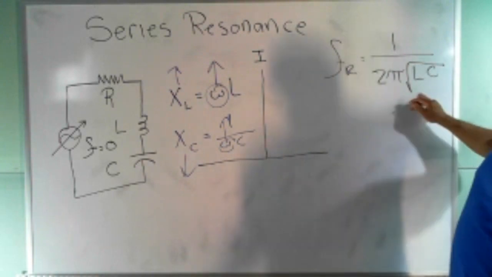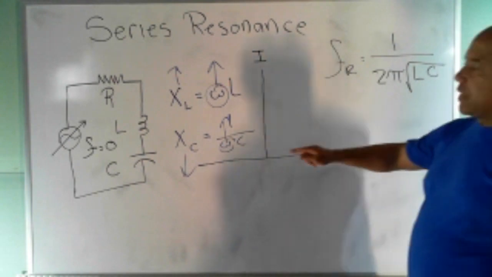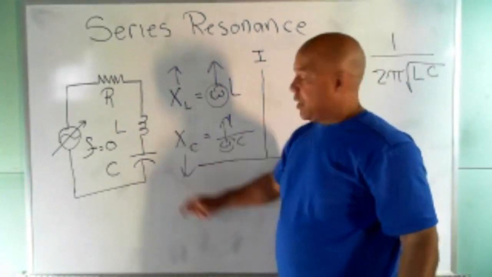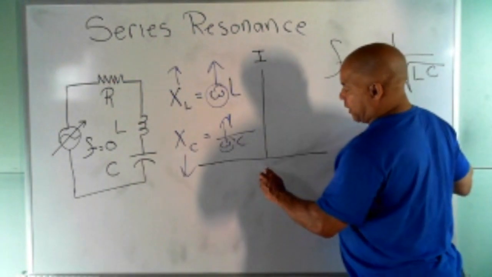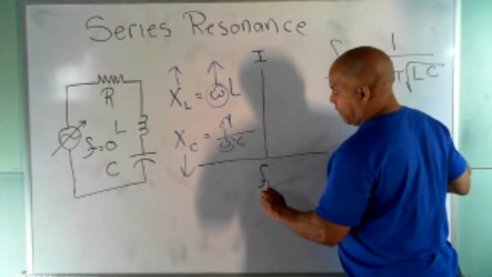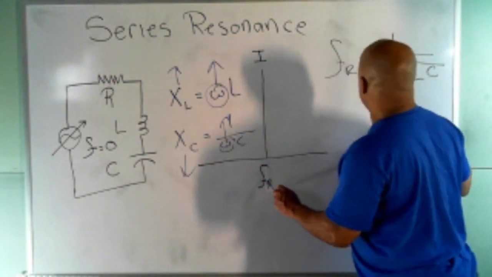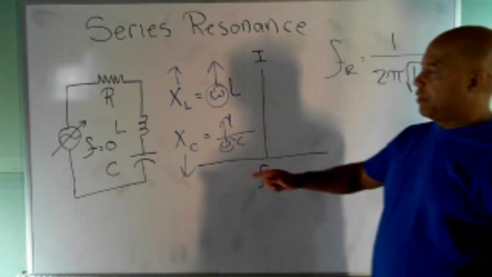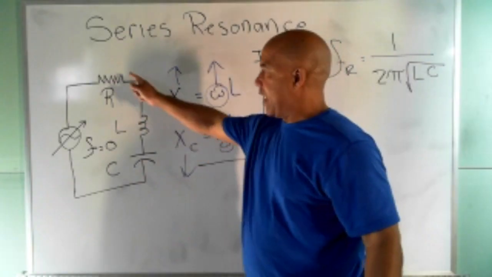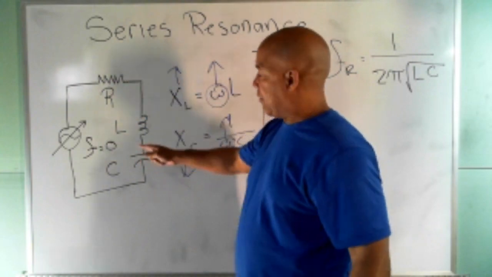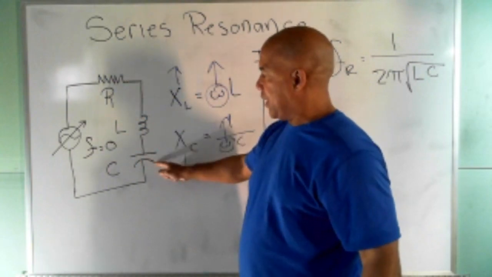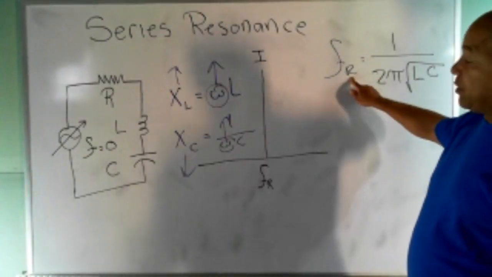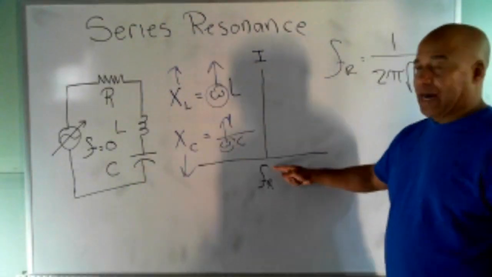So that's the first formula. Given a circuit, if I give you the value of L and the value of C, then you should be able to calculate this frequency right here, FR, the resonant frequency, using this equation. So that would be easy to do. You have a value for R, a value for L, a value for C. You put it in this equation, you get a number for the resonant frequency, and now you can put the actual value right here.